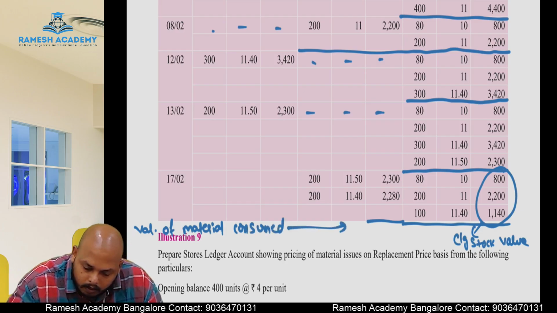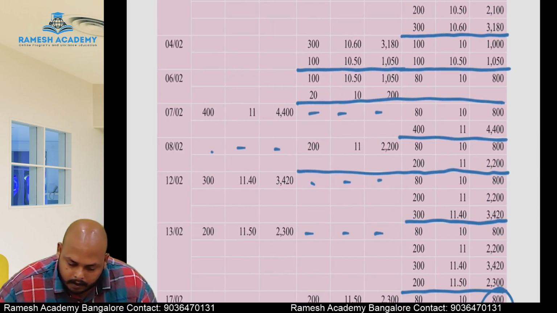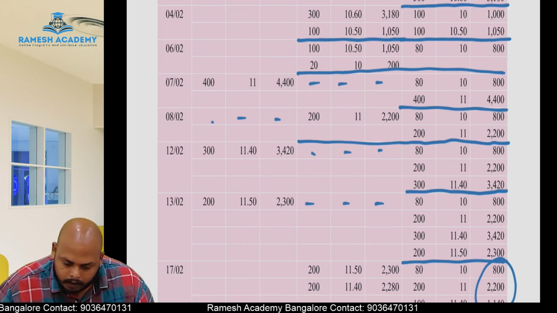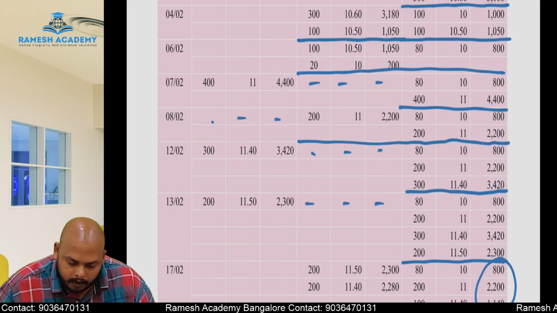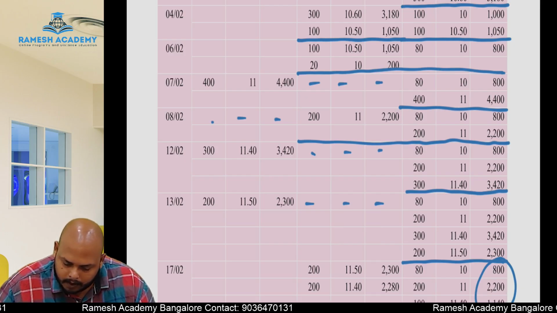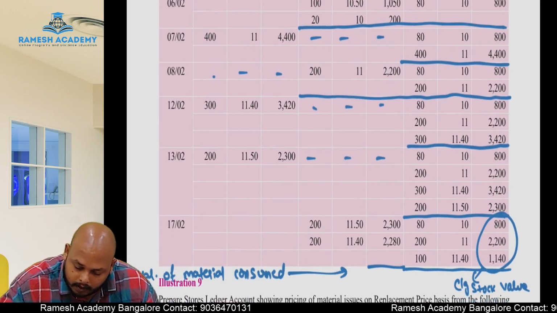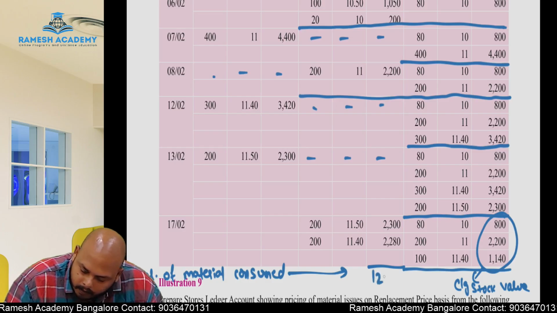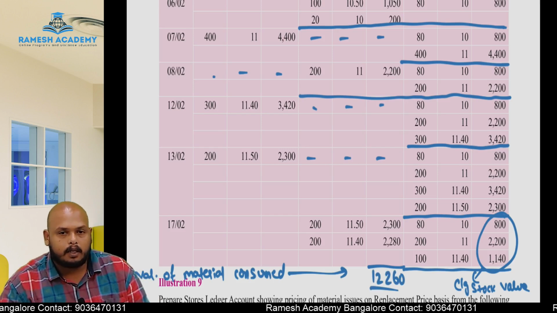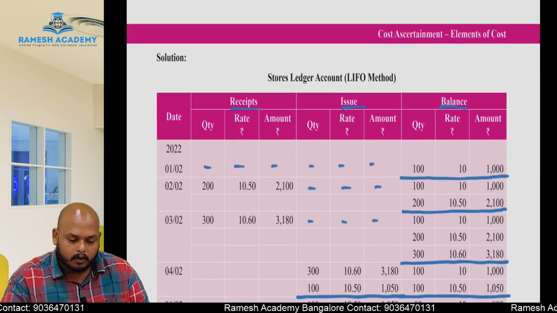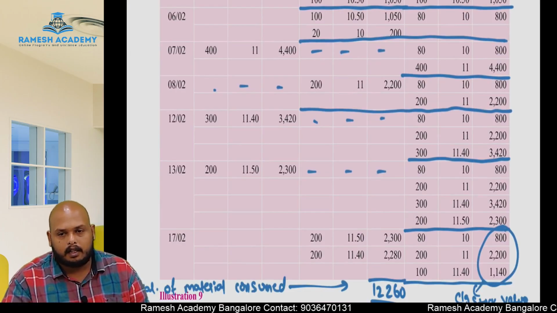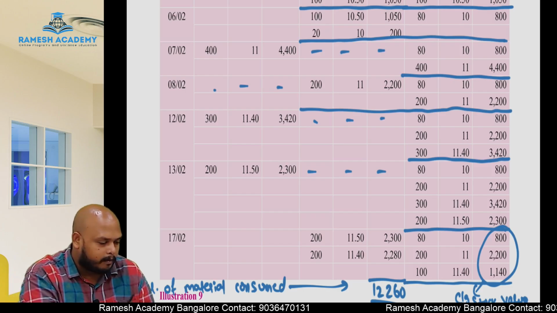Value of material consumed. So that is nothing but we need to sum up all these things. 3180 plus 1050 plus 1050 plus 200 plus 2200 plus 2300 plus 2280. That is nothing but how much? Value of material consumed: 12,260. This will be the value of materials consumed. So this is how we should do the LIFO method, last in first out. So by this, question number 8 is also finished. Next we can move on to question number 9.